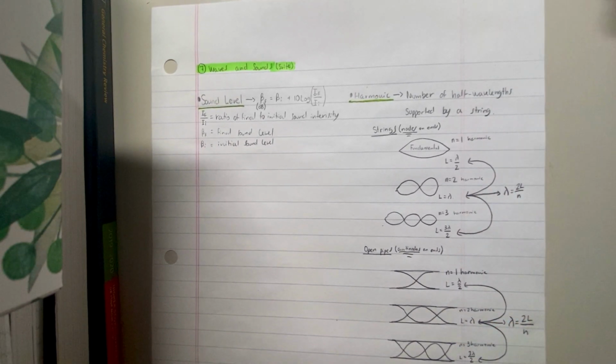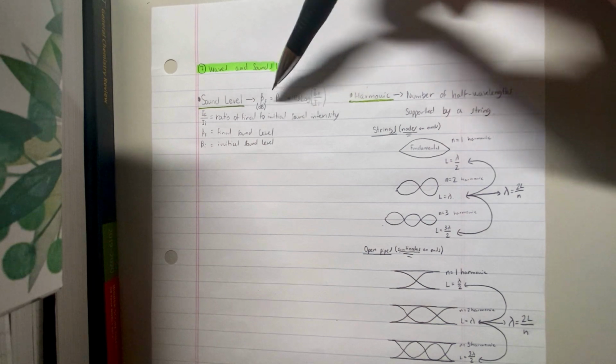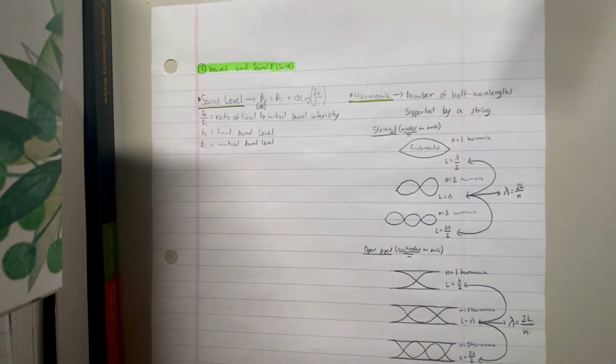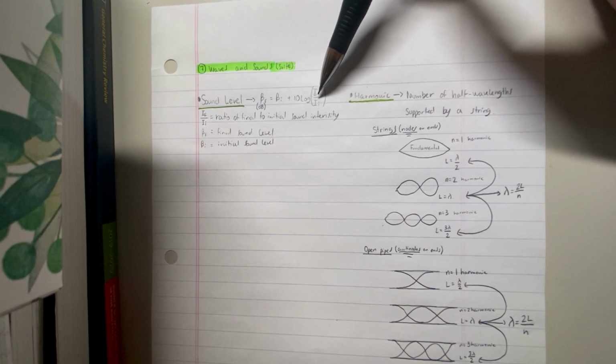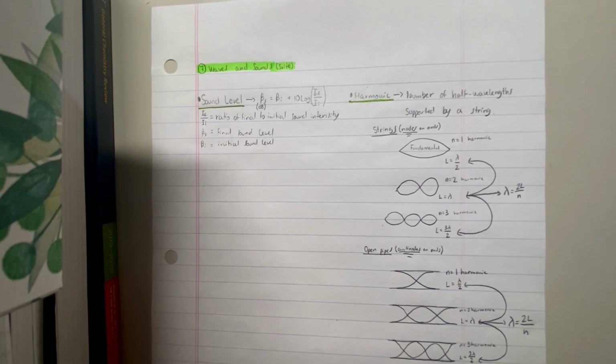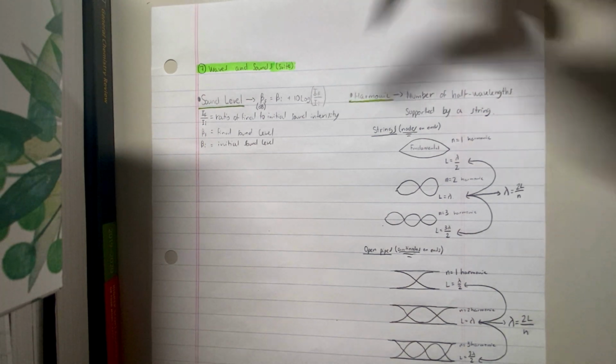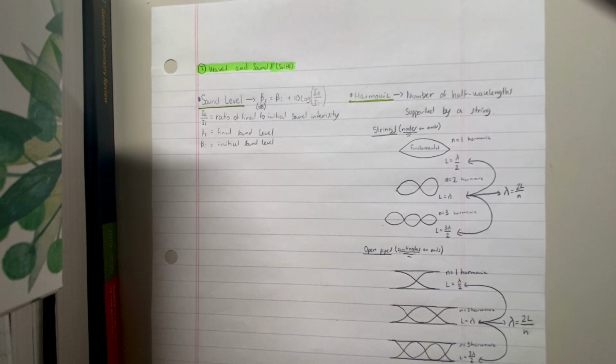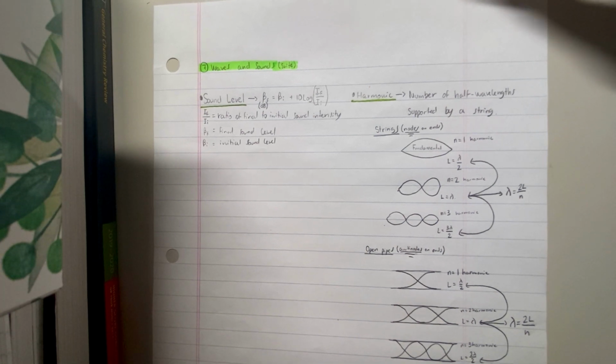Okay, another equation here would be the sound level. The sound level is in decibels, and it basically is the initial sound level plus 10 times log of the final intensity divided by the initial intensity. We talked about the intensity of sound in the previous equation. We can then use the previous equation to find these variables and then plug them in, and this is going to give us the final sound level.